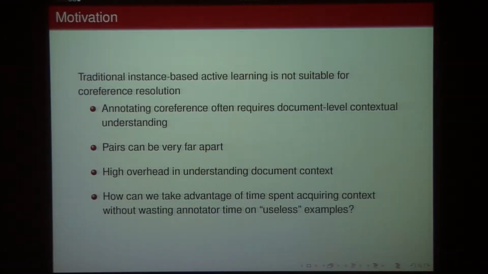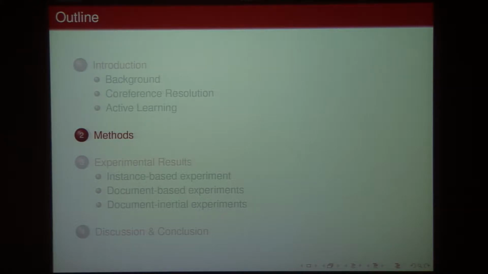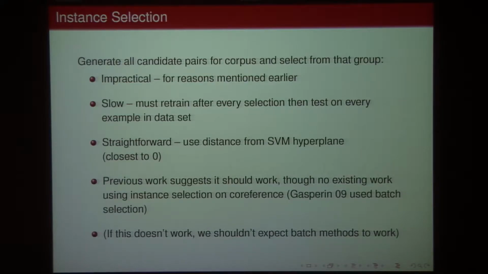And so this led to the idea: is there a way that we can take advantage of this time spent learning the context without wasting annotator time on useless examples? So they get the context and maybe label all the examples that are actually difficult and ignore the ones that we don't need because they're useless, and maybe they'd save some time there. So now I'm going to talk about some of the methods we use to explore this idea.